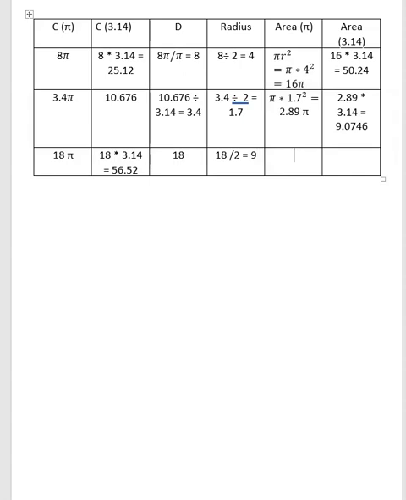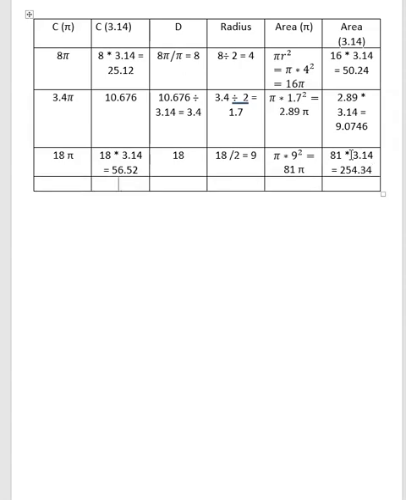Area, you do pi r squared. So we can copy this better than I did last time. Pi, and then replace the r with a 9. Pi times 9 squared. Well, 9 squared is 81, and then the pi just stays there. That is our exact. Our approximate, we do 81 times 3.14, and we get 254.34.